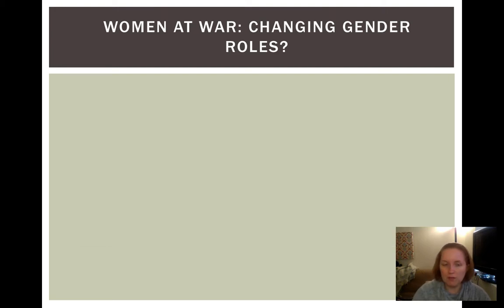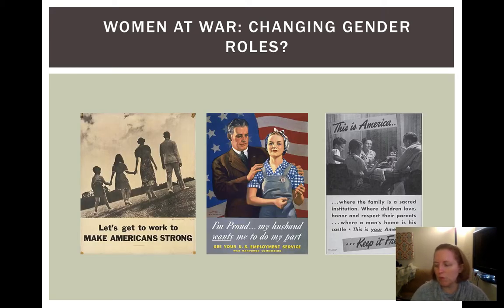And now if you look at these posters, these are also from World War II, you can see that ideas about gender roles in the family aren't really changing all that much. The ideal is still family-centered prosperity.